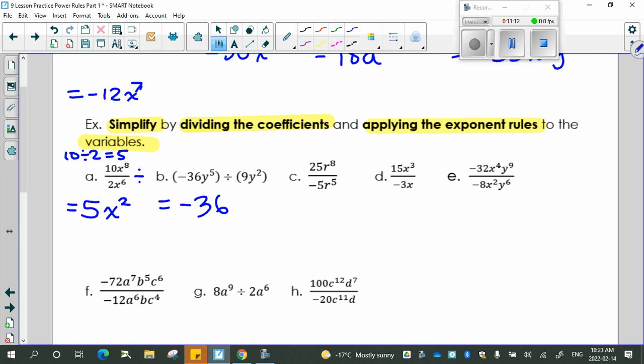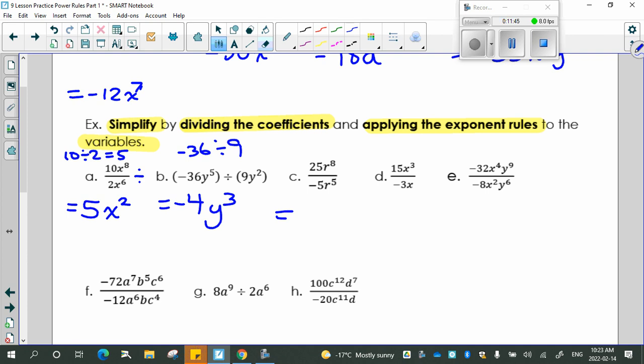Divided by, okay, then just divide by 9. Okay, so that's your side work. I'm going to put it up here. So negative 36 divided by 9, and what did that end up giving you? Negative 4. Perfect. And then y to the 5th divided by y squared gave you? It gave me y cubed. Perfect. Yes, perfect. Excellent.